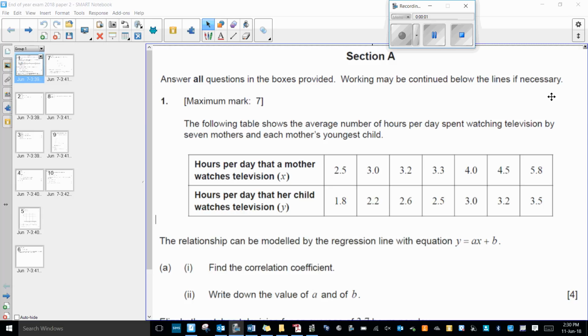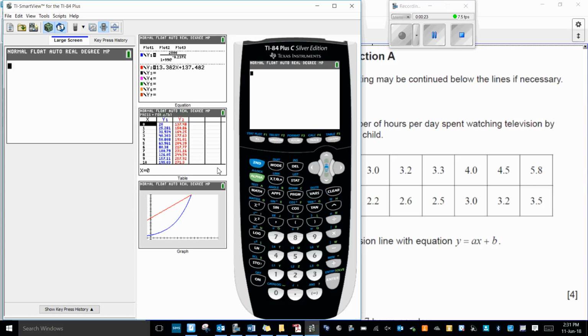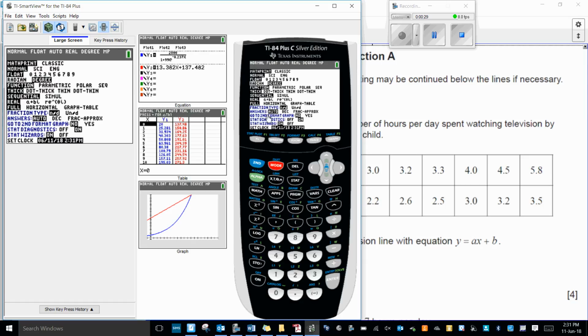Calculator paper, you've got to remember you're expected to use a calculator on most, if not all, of the questions. Alright, so we've got a statistics question. We're talking about the regression line and finding the correlation coefficient. As soon as you see the words correlation coefficient, it means that you need to check that your stat diagnostic is on. You can do that by hitting load, and if you look down here it says stat diagnostics, and you need to check that it's on.